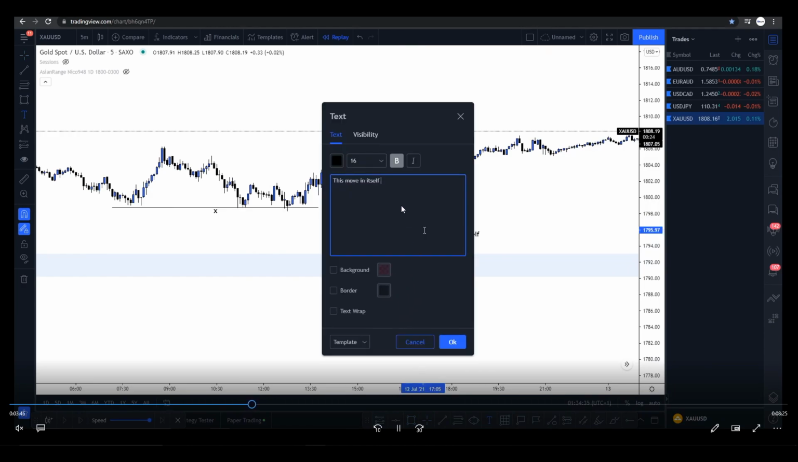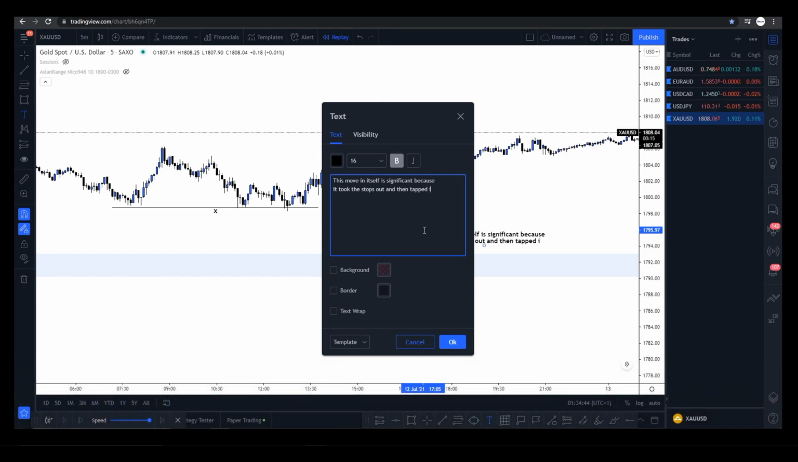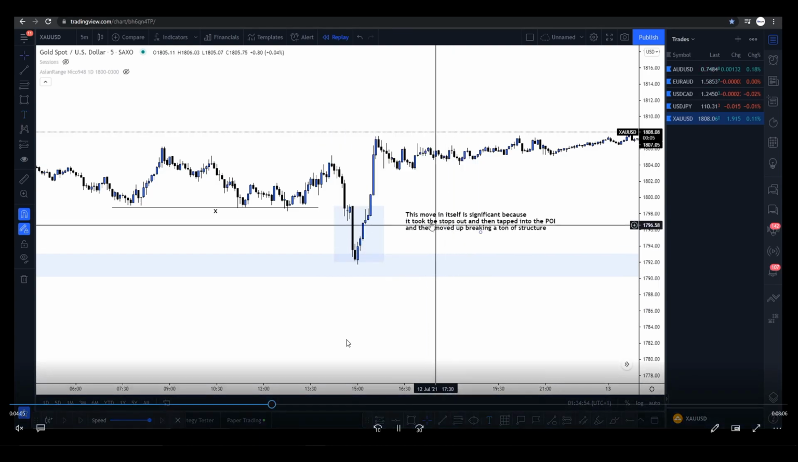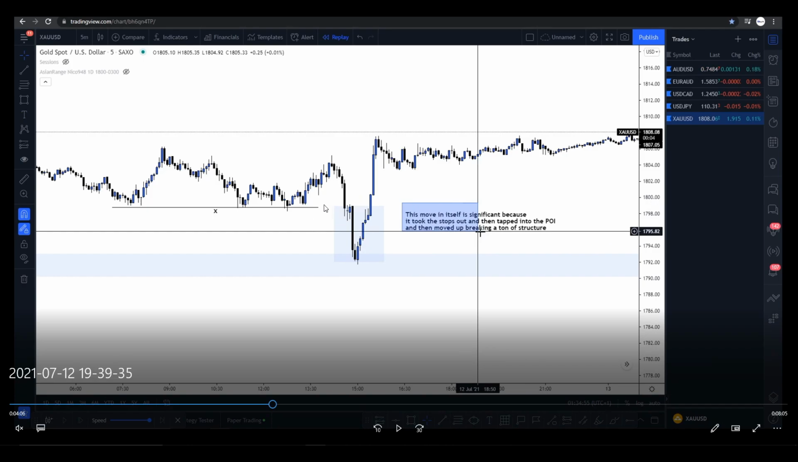So this move in itself right here, I'm just explaining why this move down is significant. You guys can read that right now, because it took the stops out. Exactly. So this move is significant because it took the stops out and then it tapped into the POI and then moved up, breaking a ton of structure once again. So we can see market comes back down to mitigate that previous institutional candle that I showed you before towards the left, to pick up any more orders and mitigate those sells.